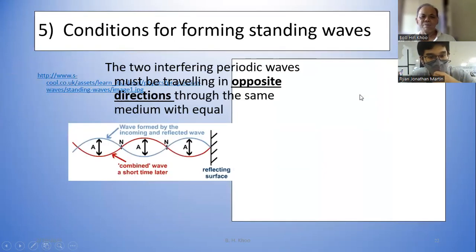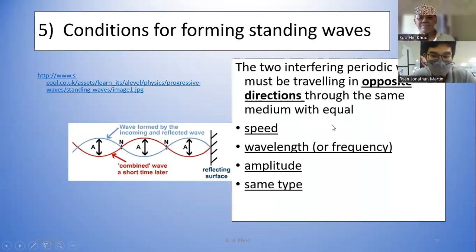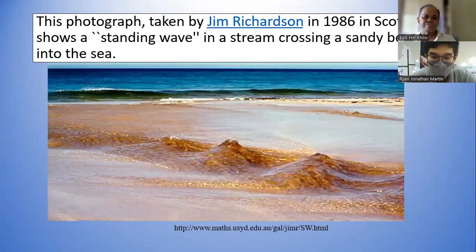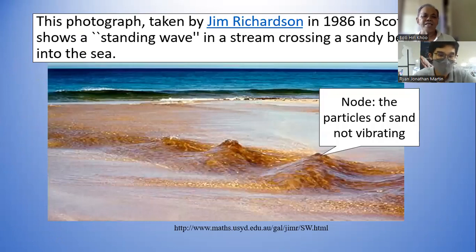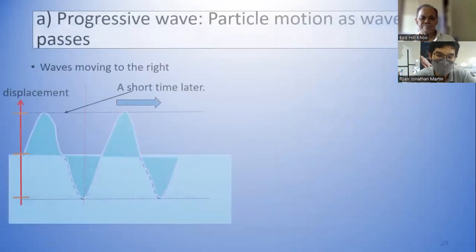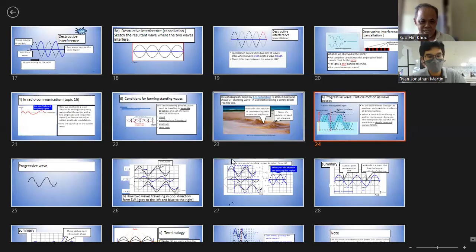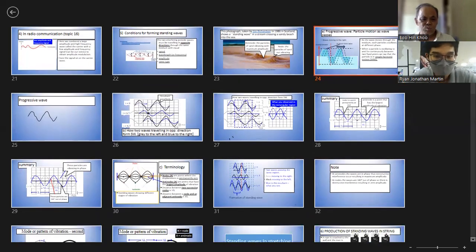Okay, so the conditions, remember you need to memorize it. And the common thing they will ask you is what does the speed mean? Right? The speed is the speed of the incident progressive wave and the reflected progressive wave. That's all. That's a natural phenomenon we see where standing wave is formed. Okay, I think we won't go into all the great detail.